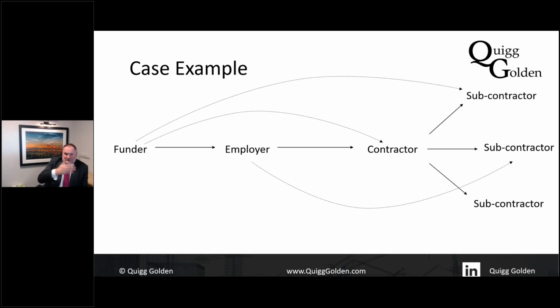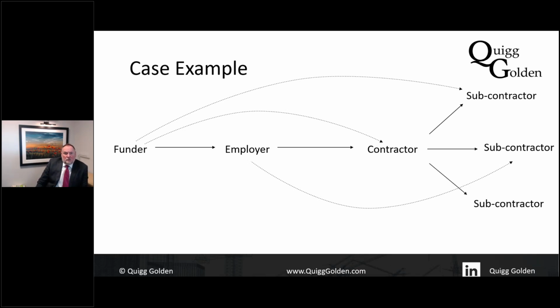So there's the funder, the employer, the contractor, and the subcontractors. Now, if we put ourselves in the shoes of the funder, perhaps we're a bank and we're lending the money to a developer, which is a special purpose vehicle. In other words, a company that's set up with the sole intent of developing the building. So it has no other assets. Who's going to enter into a contract with the main contractor and then a subcontractor?